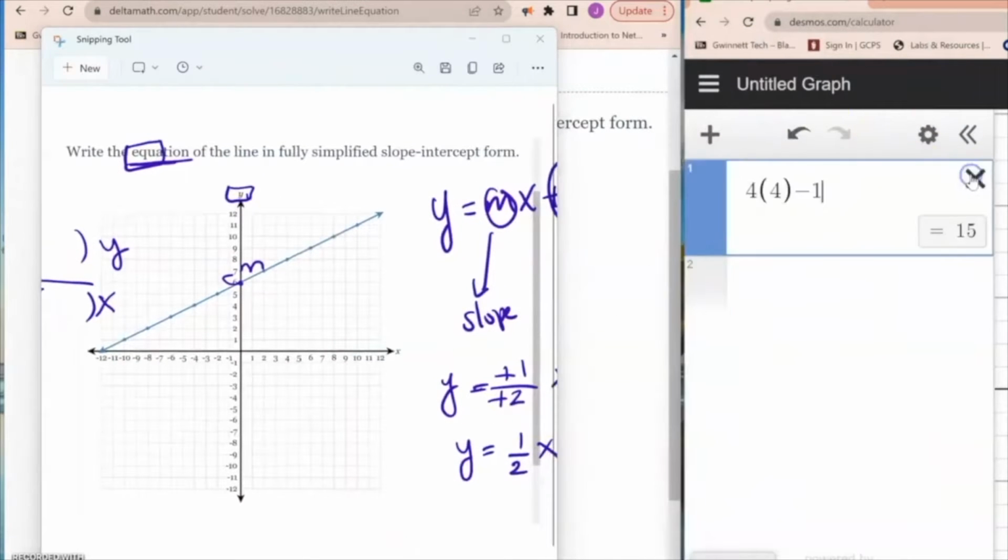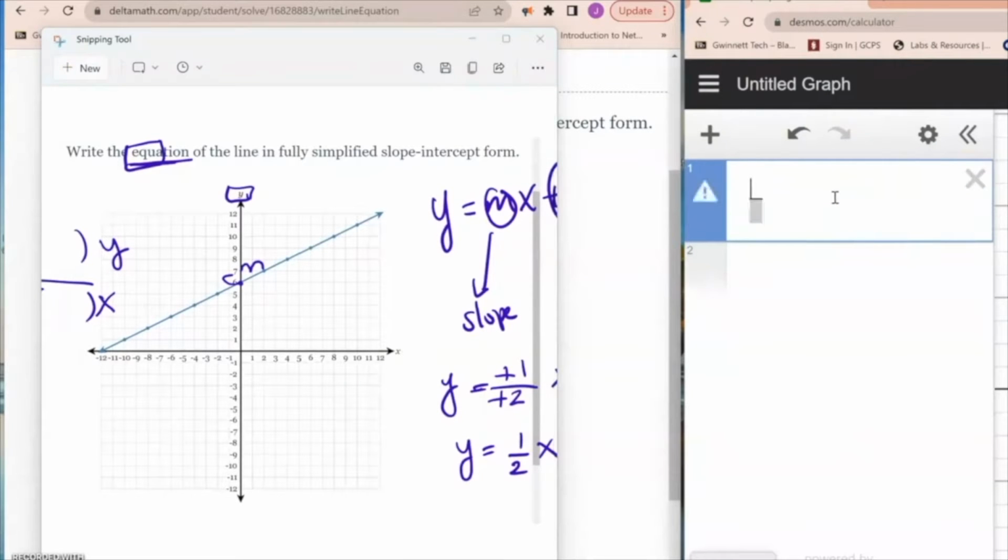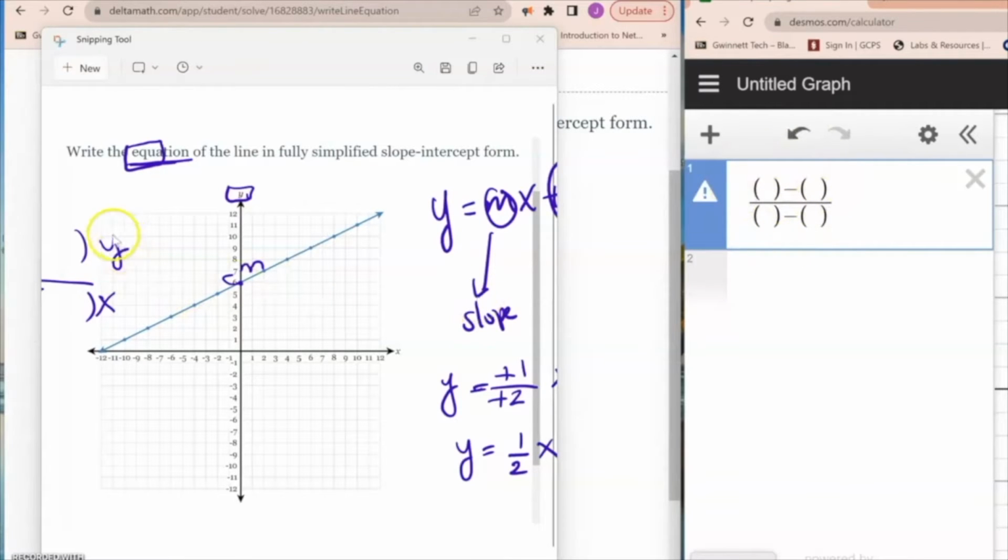All right, so once again, in Desmos you want to put the division first and then do the parentheses. So parentheses minus parentheses over parentheses minus parentheses. If you don't, it's going to look funky. And if it looks funky, just correct it. All right, now you just need 2 points. And remember, on the top should be what? Y. On the bottom should be X.